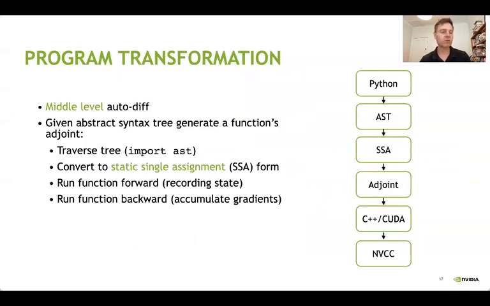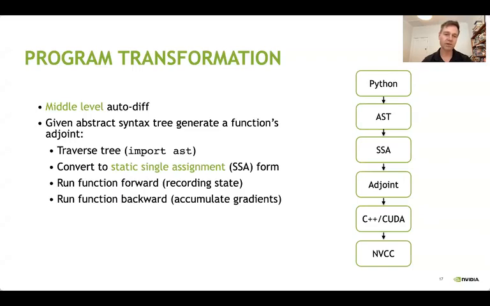So I want to talk a little bit more about the program transformation approach, because I think this is particularly well suited to simulation code. And this is that middle level that I kind of talked about. And just to restate the problem, we have some description of a program or maybe just a single function that we care about. For example, calculating spring forces, and we want to find the adjoint of that function so we can compute gradients.